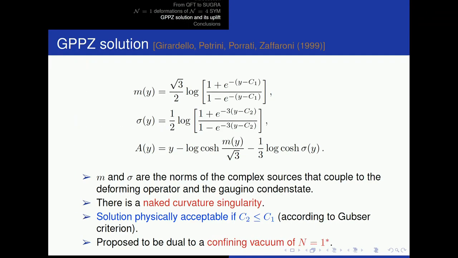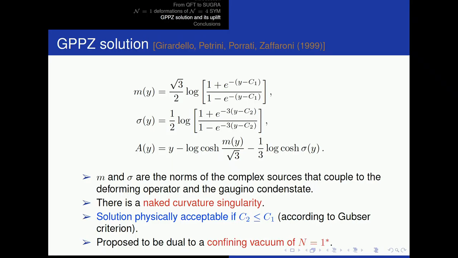Okay, first, let's go back to the GPPZ solution. So the equations are actually, these first order equations are very simple, and they can be solved in terms of elementary functions. Here is the solution. So M and sigma are the norms of the complex sources.